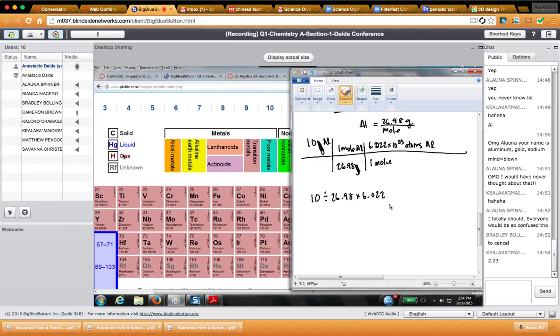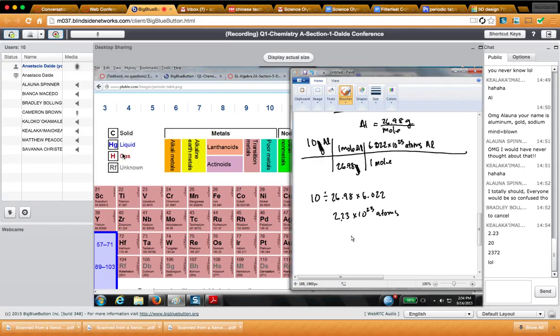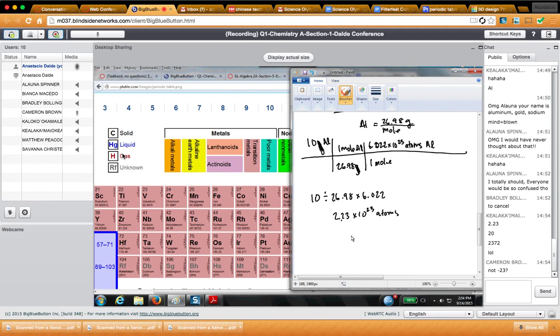There we go. 2.23. All right. I'll hang with that. 2.23 times 10 to the 23rd power atoms. So I have 2.23 times 10 to the 23rd atoms. And obviously, it would be a lot of atoms because we're talking about 10 grams worth of this stuff.